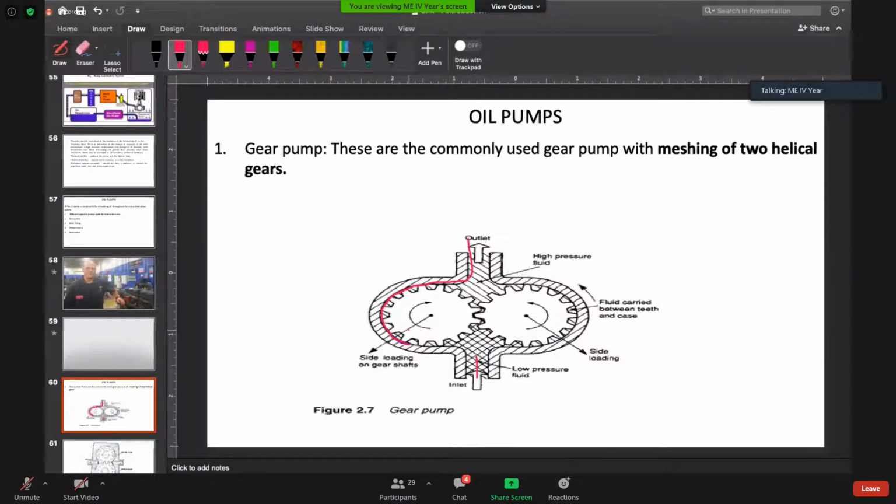They are running connected to the drive shaft. Okay, and from the other side you are getting the high pressure fluid. So the fluid is carried between the teeth and the case. Okay, this you have to keep in your mind. So it is your gear pump.